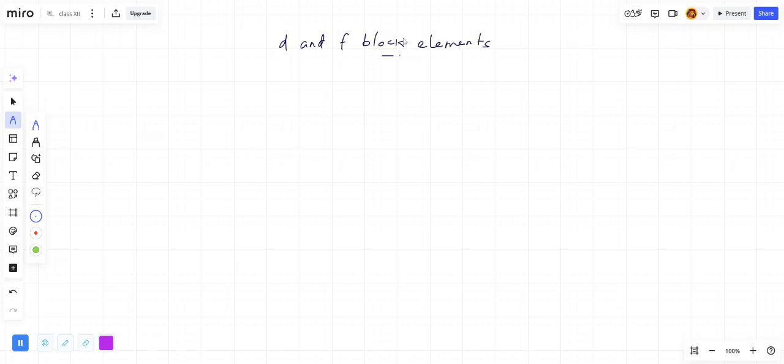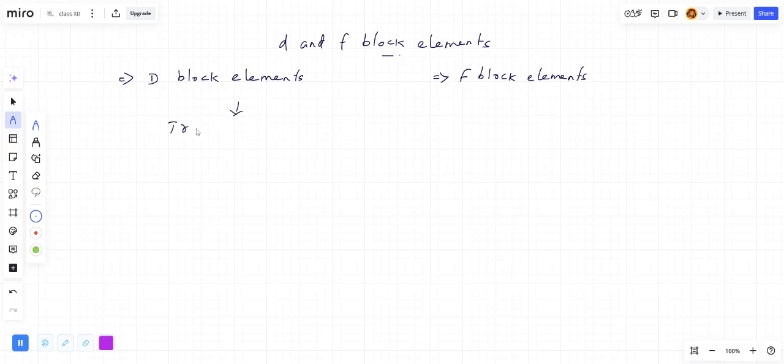If you take this lesson, the main two headings are D block elements and F block elements. So what are the topics under D block elements? D block elements are otherwise called transition elements.